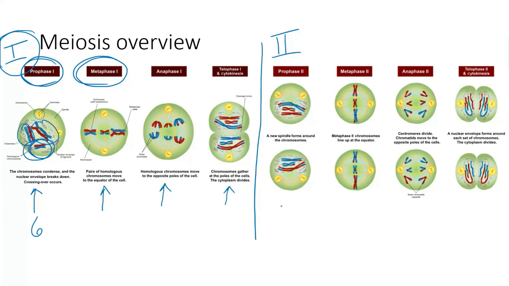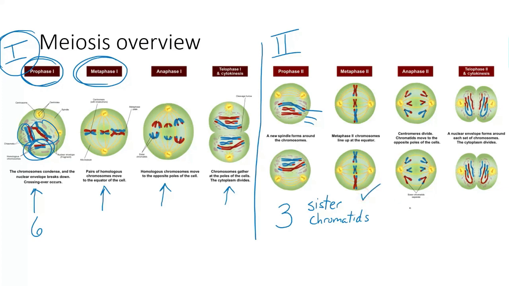So at this point, once they divide and we enter the second part of meiosis, each cell only has 3 chromosomes, right? 1, 2, 3. So we've already reduced our chromosome number, but we still have those sister chromatids. So we need to divide those up. Otherwise, we're going to end up with double the amount of DNA that we need.